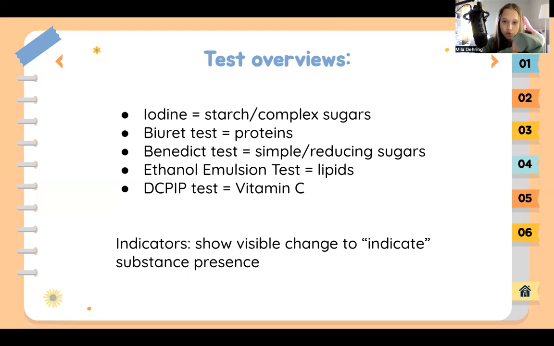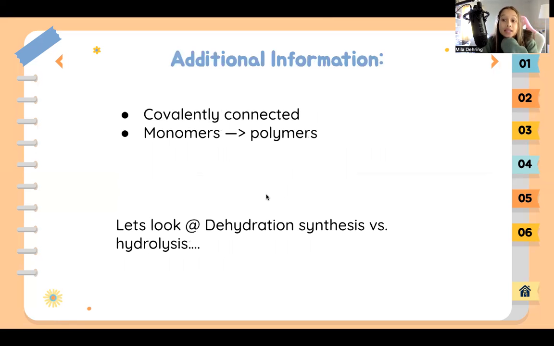The ethanol emulsion test will test for lipids, and this will be seen as a cloudy emulsification of the test, and that's what will indicate if lipids are present. And then the DCPIP test, this is vitamin C, which is not a macromolecule, but it's pretty important to put in here that that is a test.